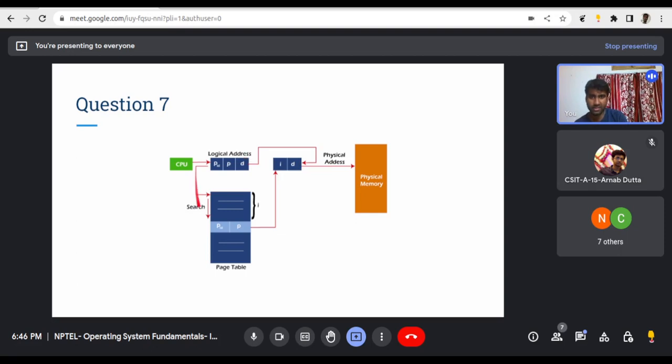As you can see, the linear search technique is applied here. It does not depend on how many processes are present in the ready state. There is just one single page table that is created for all the frames that are present in the physical memory. Anyway, let's get to the next question.